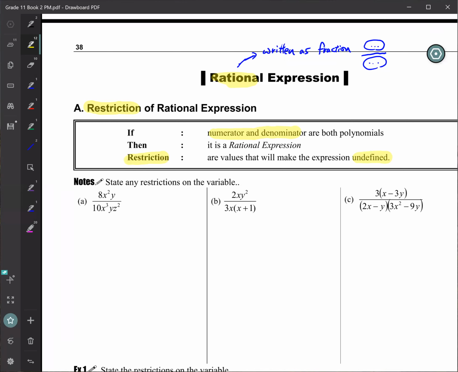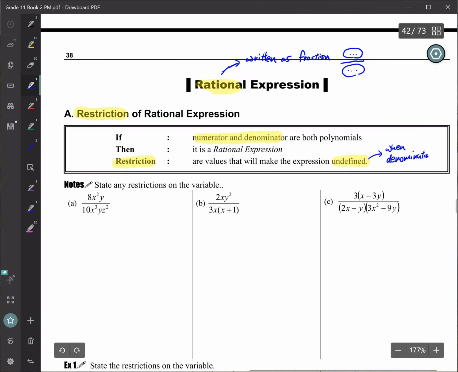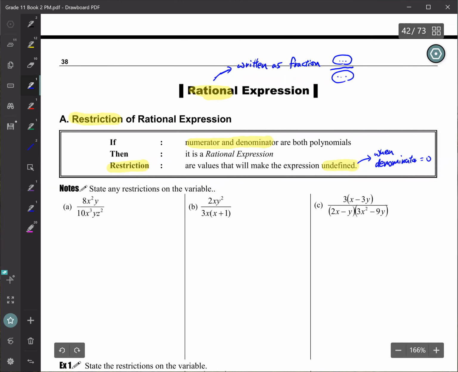How do you make a fraction undefined? This one I think you guys should know. When will a fraction be undefined? When it's something divided by 0. Very good. We can never divide by 0. So undefined means when the denominator becomes 0, equal to 0. We cannot have that happen.